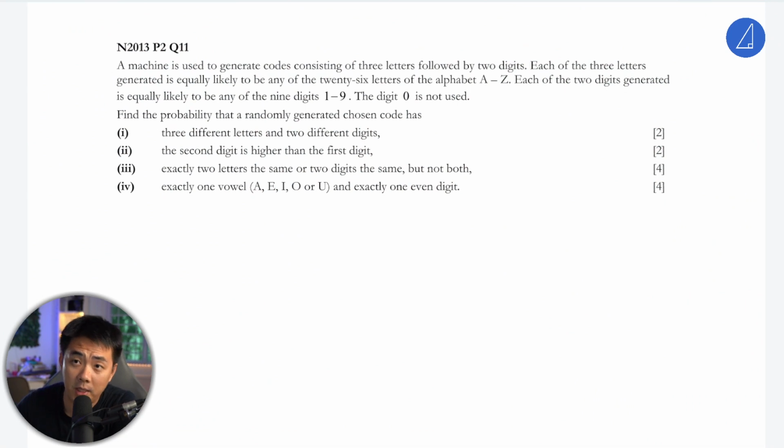Hi students, let's look at this question which is on probability. It involves P and C as well. So this question here was taken from 2013 paper 2 question 11 taken from the H2 Math A-level past paper.